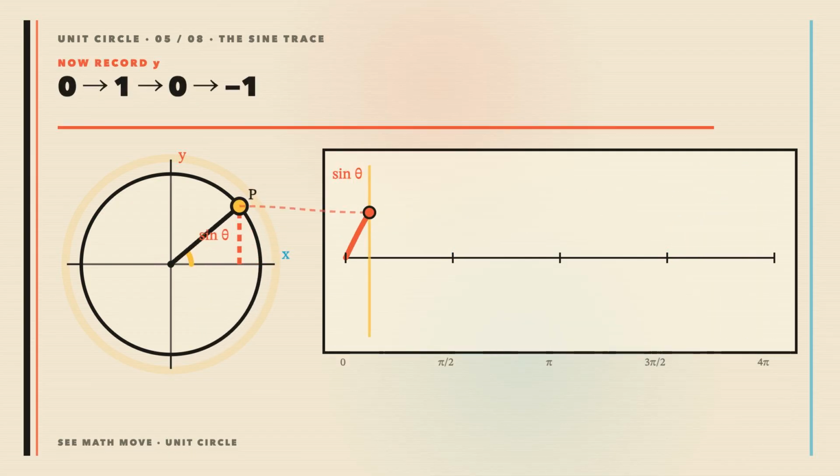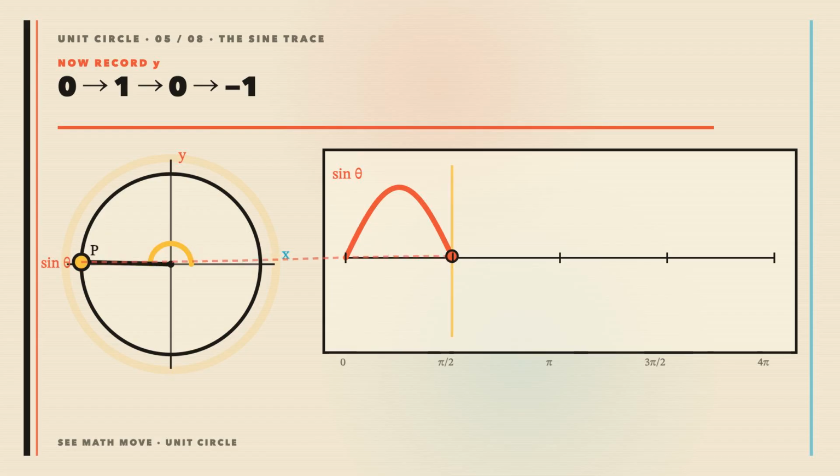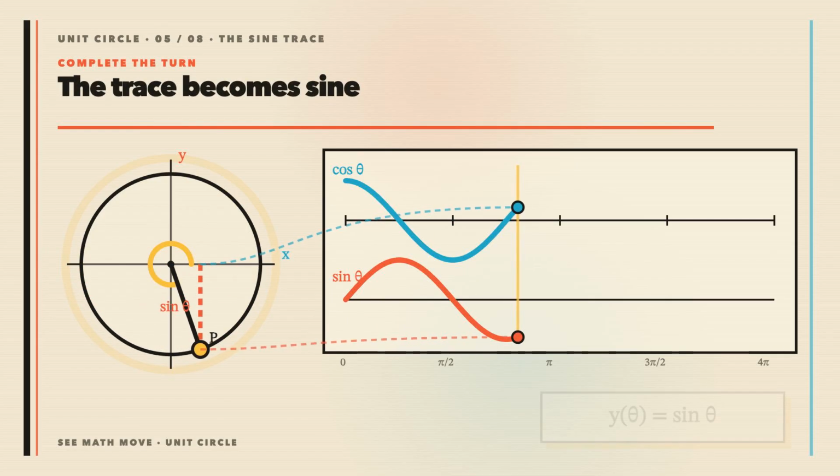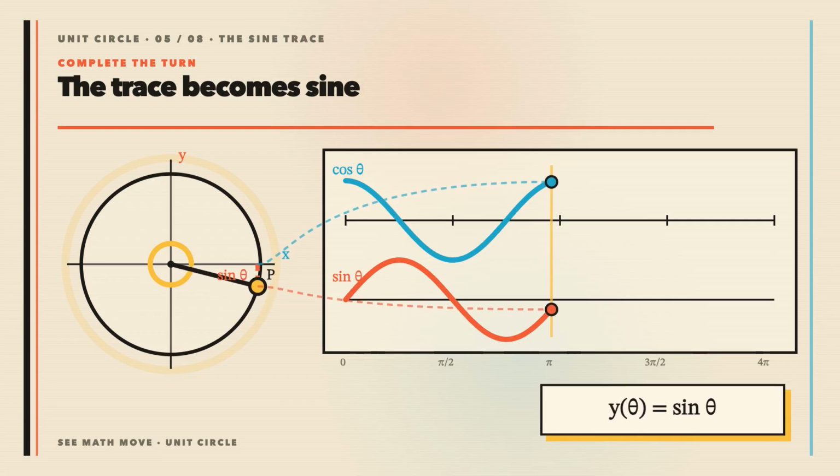Record the vertical coordinate in the same way. It starts at 0, rises to 1, returns to 0, and falls to negative 1. After the final rise back to 0, the vertical record is complete. That continuous record is the sine wave.